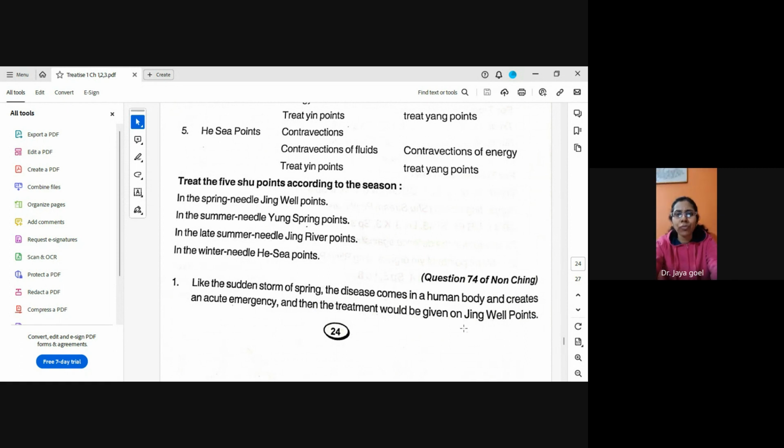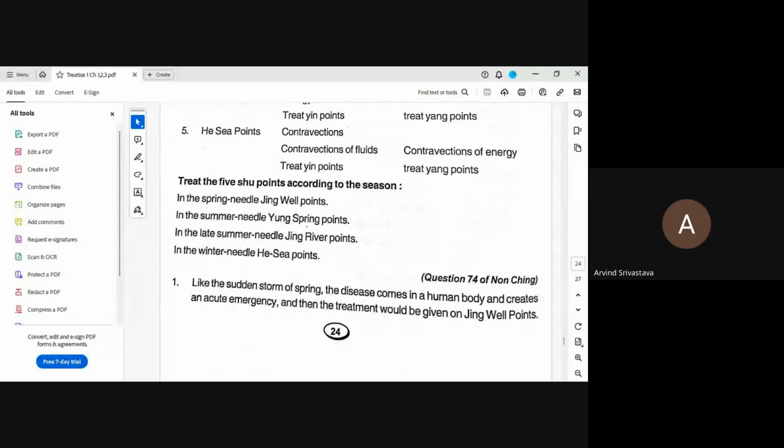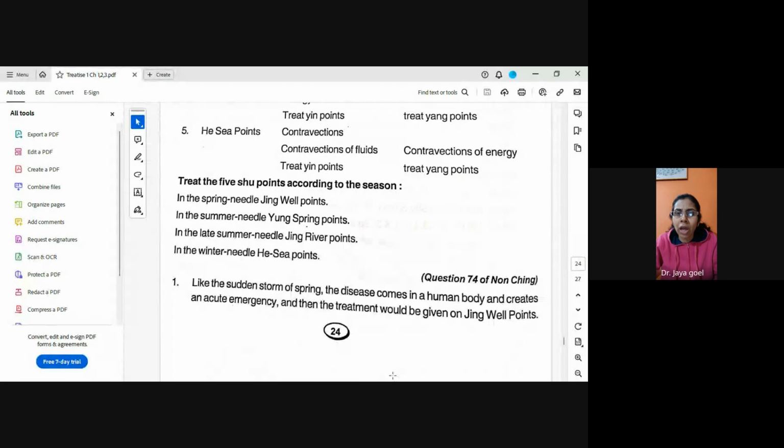We can treat the five Shu points according to the season also. Like for spring season, the Jing-well point. For summer, the Ying-spring point. In summer, Ying-spring point. For late summer, Jing-river point, and for winter, He-sea points. We use these points according to the season also.